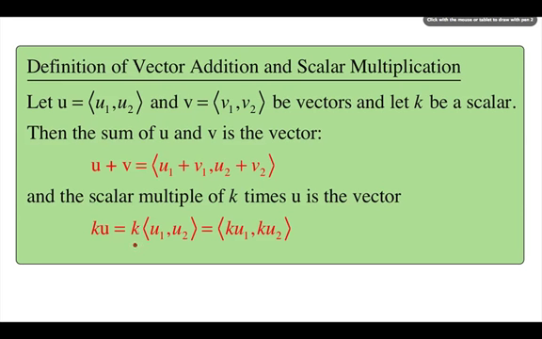This is what we call a constant as well. So you take the constant and you multiply it times the x component of the vector and the y component of the vector, and this is what you get. Next slide.